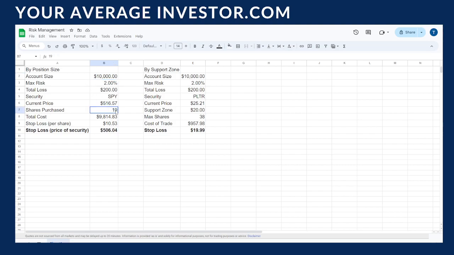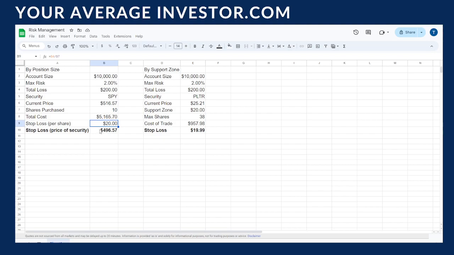You don't have to do your entire account, right? I could say I'm just going to buy 10 shares and I'm only going to put half of my account into this. I'm only going to buy $5,000 worth of SPY. Notice what happens. Now my stop loss per share goes up to $20 per share because, again, my total loss, my risk, is still the same, 2%, $200. So now I can have a little more wiggle room there, right?